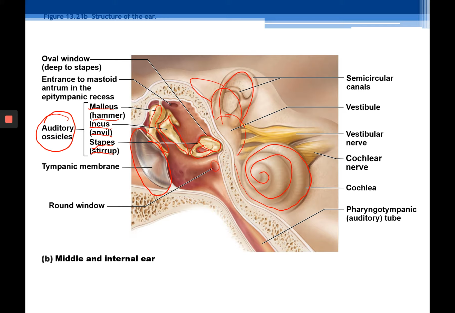So inside the cochlea is the organ of hearing, whereas the semicircular canals and vestibule are going to be concerned more with equilibrium or balance. Other things we can see in this image are the vestibular nerve and the cochlear nerve, which will come together and form the vestibulocochlear nerve, one of your 12 cranial nerves.